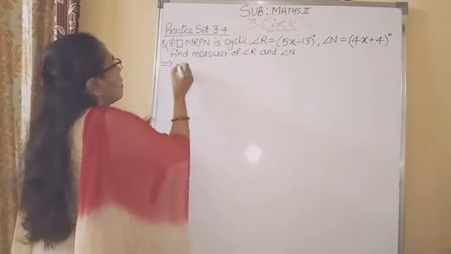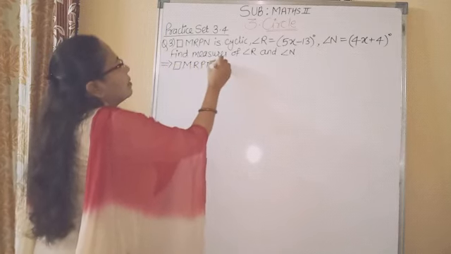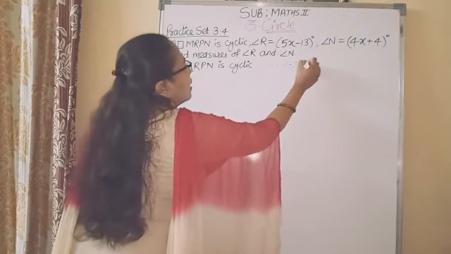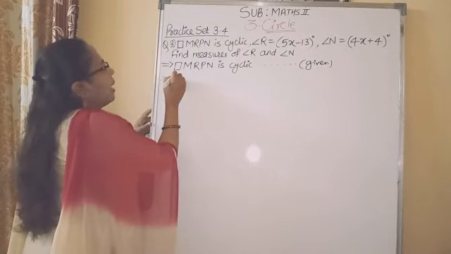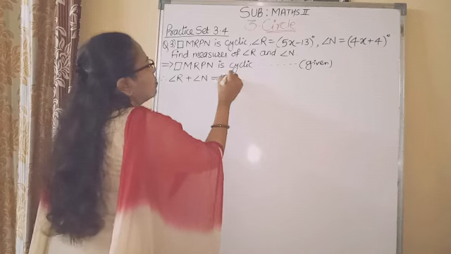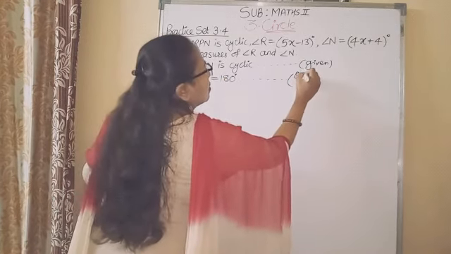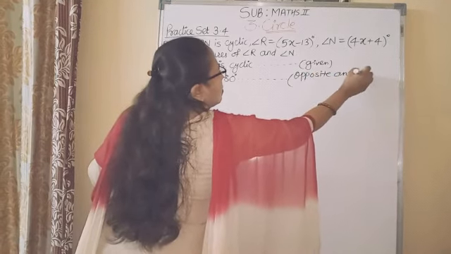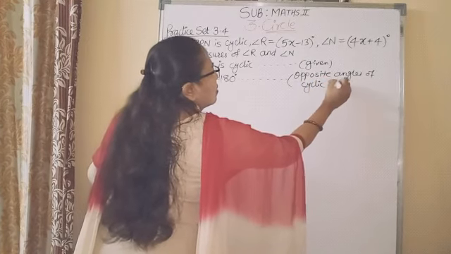First write down the given part. Quadrilateral MRPN is cyclic. So the reason you can write is given. Therefore, angle R plus angle N is equal to 180 degree. Write the reason: opposite angles of cyclic quadrilateral.